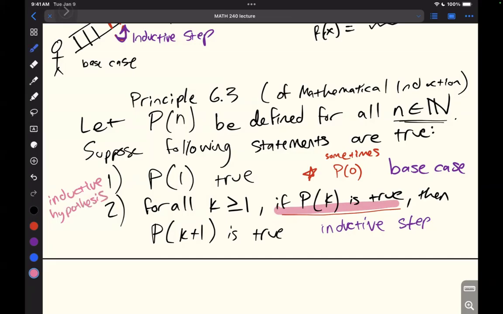Okay, so the pink underlined part, when we assume that P of k is true, that's our inductive hypothesis. So remember, like, when we're proving something, we assume something is true at the beginning. That's our hypothesis. And then we follow it from there.